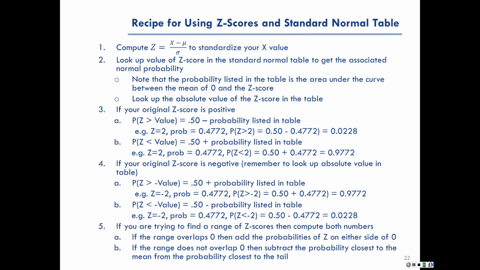The main steps are to compute z, standardizing your x value, and look it up in the standard normal table to get the associated probability. You'll want to do some things a little differently depending on whether your z-score is positive or negative. Remember, keep that picture of the distribution in mind and think about which side of the mean zero it falls on. Depending on your question, you're going to add up or subtract those probabilities differently. And also, if you're trying to find a range of z-scores, then you're going to need to compute two numbers. And the probabilities are going to depend on whether your range overlaps zero or whether it doesn't overlap zero but is entirely in one of the two sides of the distribution.